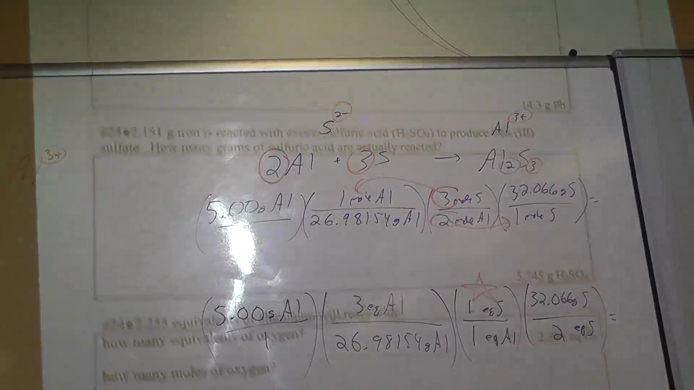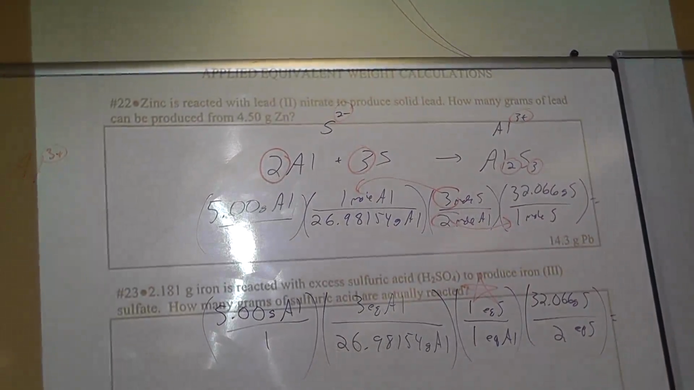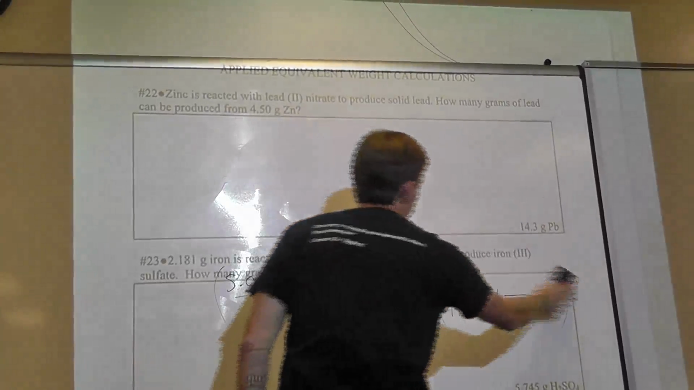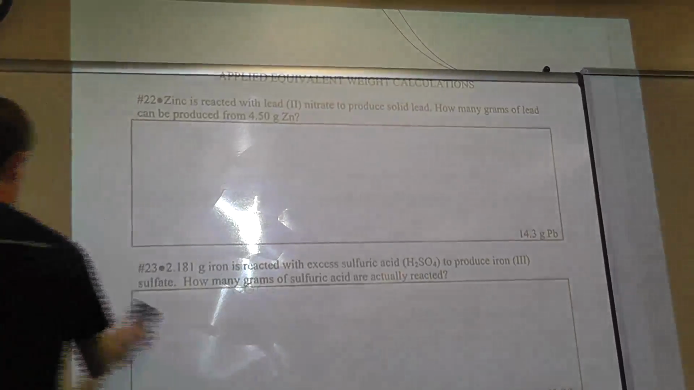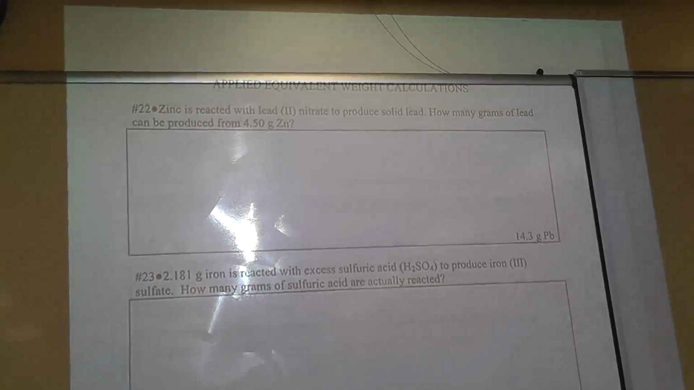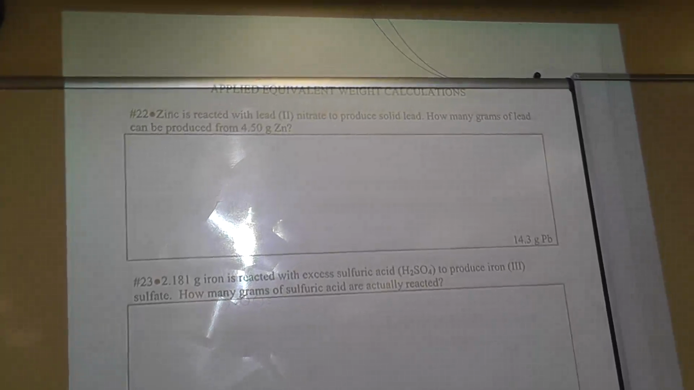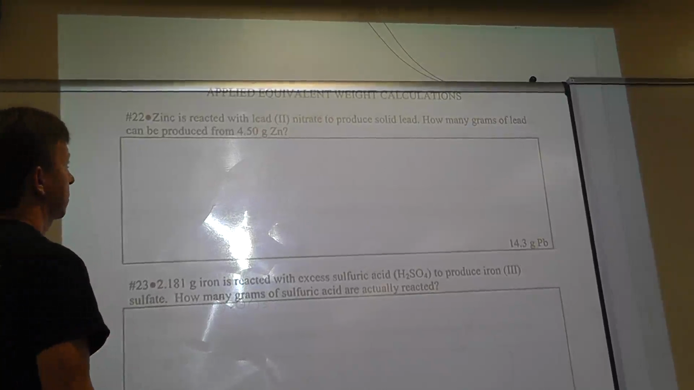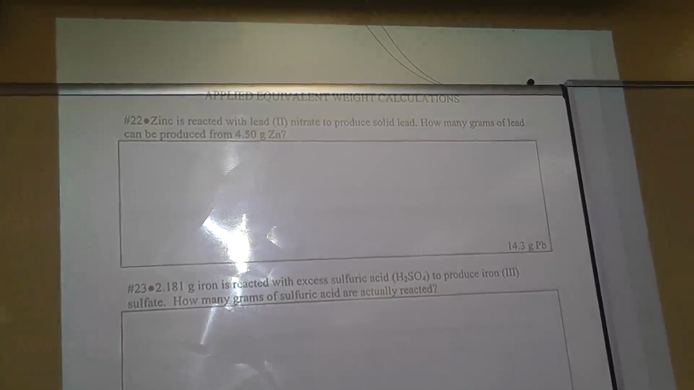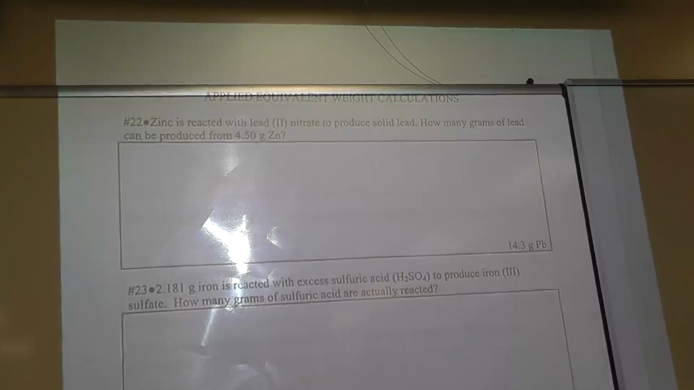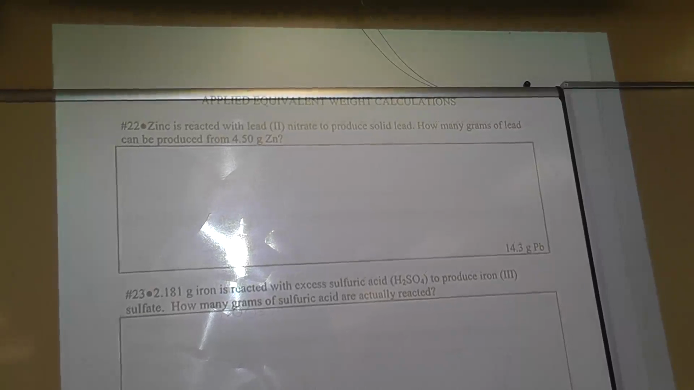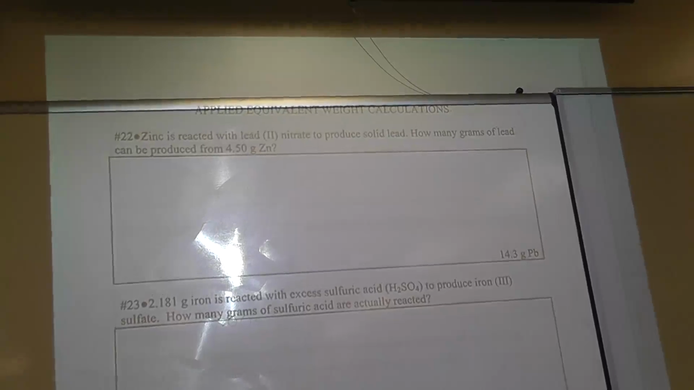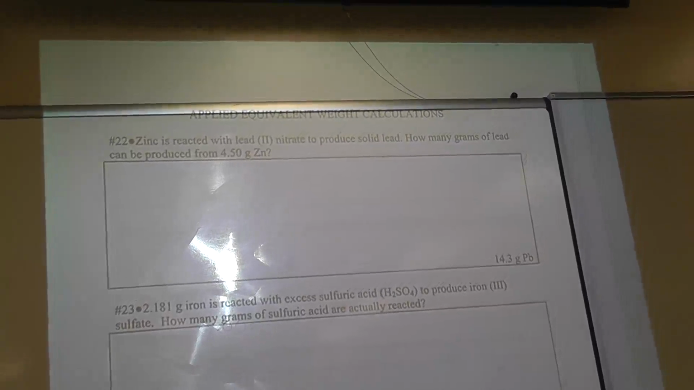Number 22. Zinc is reacted with lead-2 nitrate to produce solid lead. How many grams of lead can be produced from 4.50 grams of zinc? Now this is also one that you could do by the mole method if you wanted to, but that would require writing out the balanced equation.